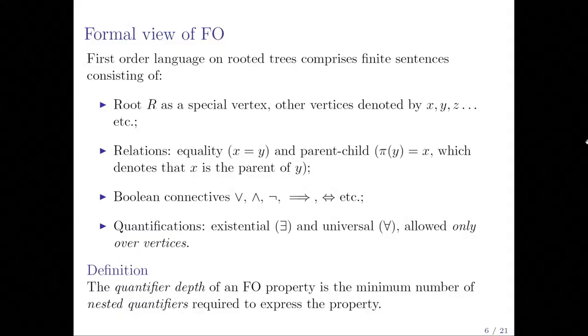Okay, so a formal view of the first-order properties, or what first-order language stands for in the case of rooted trees. The first-order language comprises finite sentences, and these finite sentences have the following components. The root R, once again, is a special vertex. It's also called a constant symbol in the logical language. And then the other vertices, not to be confused with the root, are generally denoted by lowercase letters. There are two relations that arise very naturally in the tree setting.